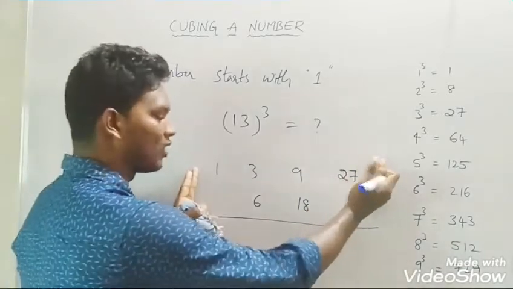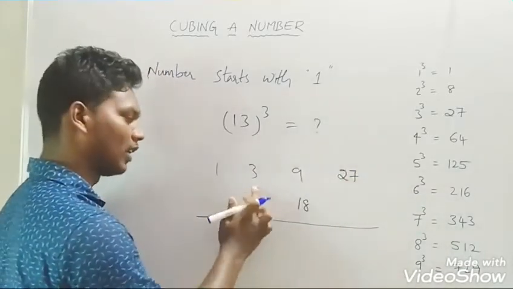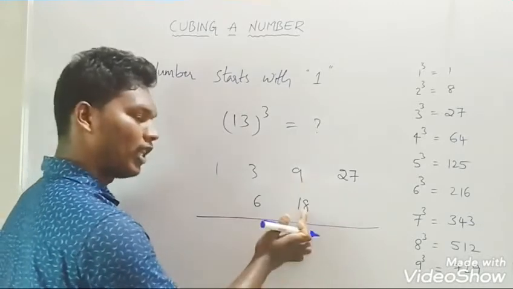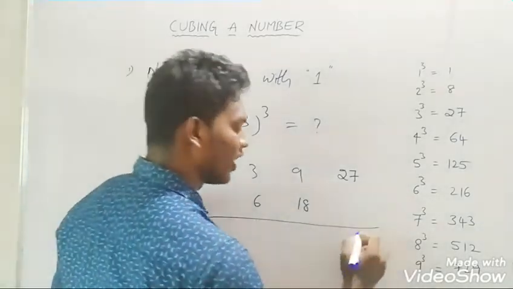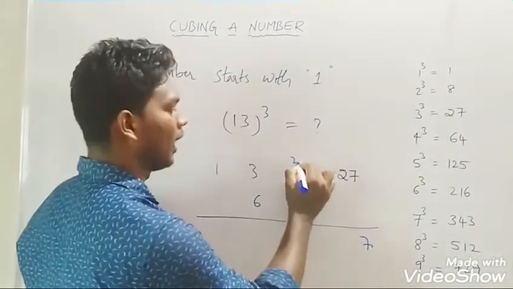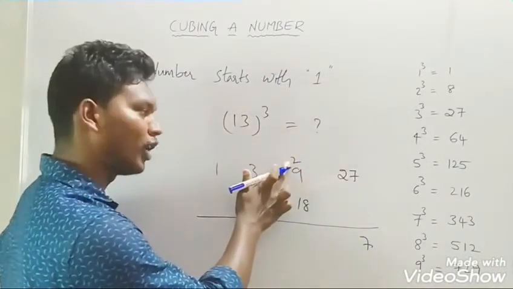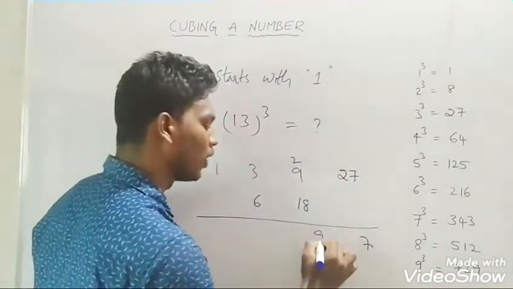Leave the first one and the last one. 3 square, double the number 6, double the number 18. So 27 means 7 here and 2 here. 18 plus 2 will be 20. 20 plus 9 will be 29.